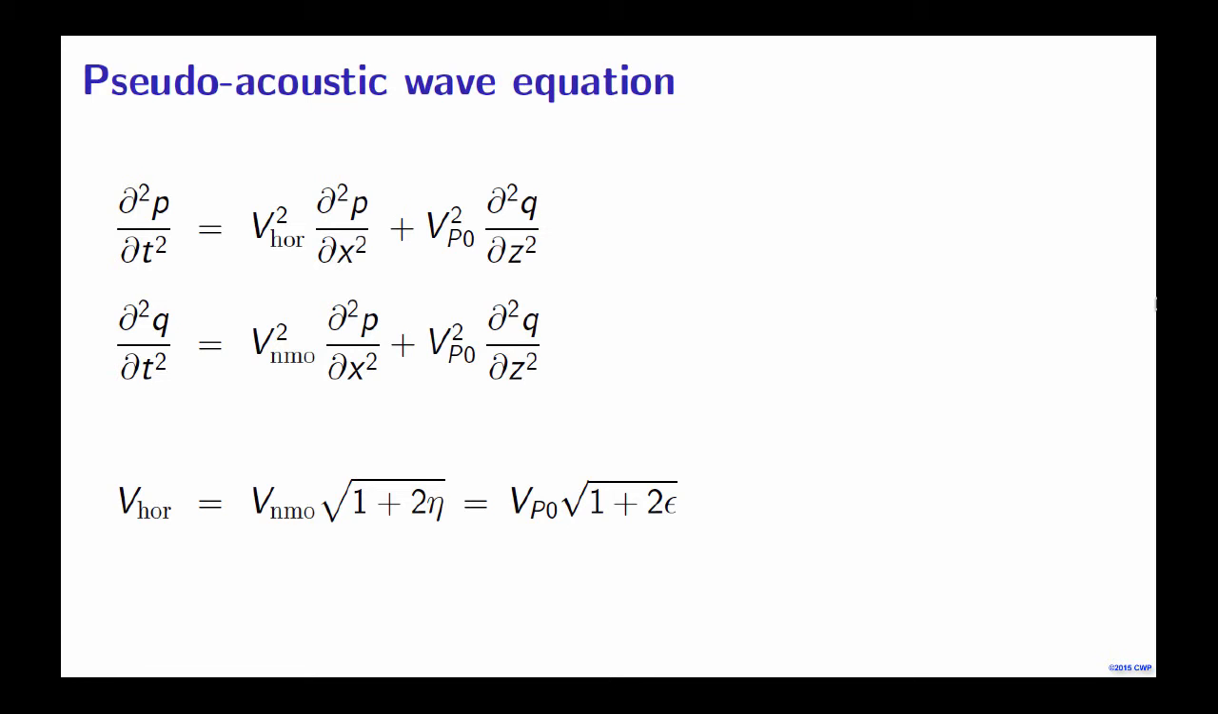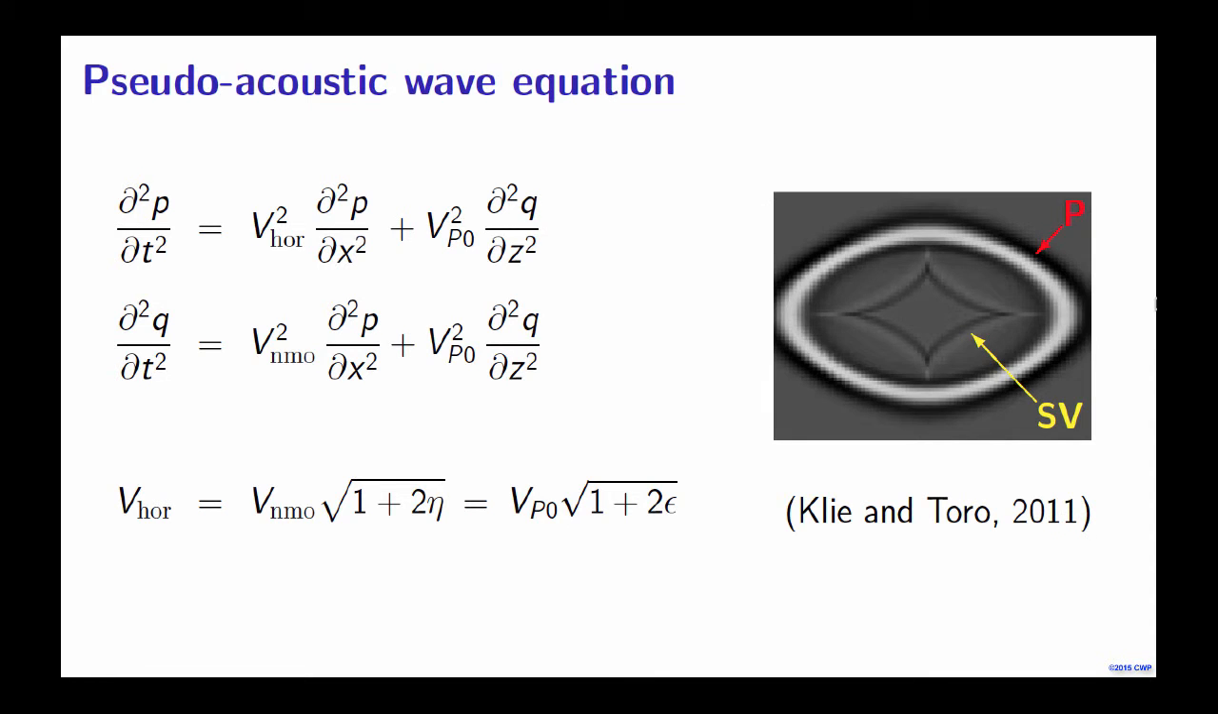Alternatively, wave field reconstruction can be done under the pseudo-acoustic assumption. That's the same equation that Hui already showed us this morning. It was proposed by Fletcher, Fowler, and Dew in 2009. There are a variety of these pseudo-acoustic equations. In general, all of them accurately describe the P-wave kinematics in transversely isotropic media, but they also produce the shear wave artifact with the diamond-shaped wavefront.